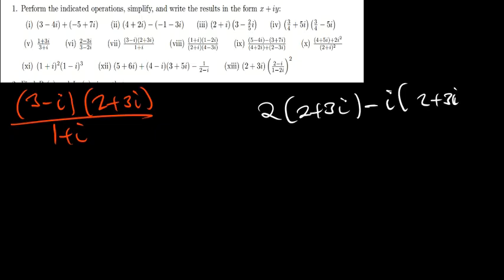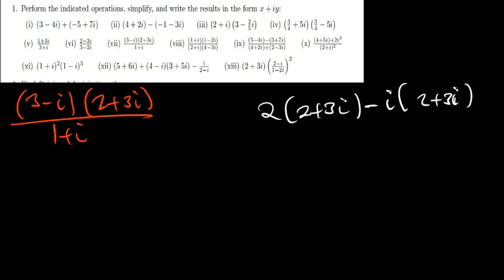So let me go direct to this one, which is 3 minus i, then I've got 2 plus 3i divided by 1 plus i, like that. So the best thing is to simplify the top part. The top part, I know that is multiplication. Okay, so let me just work out the top part there, which is the same as 2 open brackets 2 plus 3i, then minus i open brackets 2 plus 3i, like that.